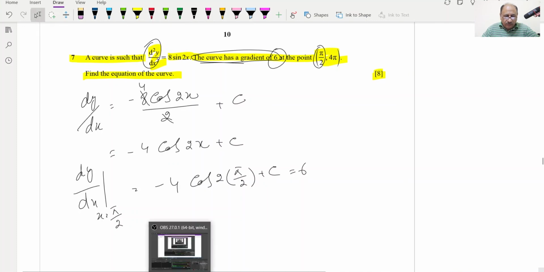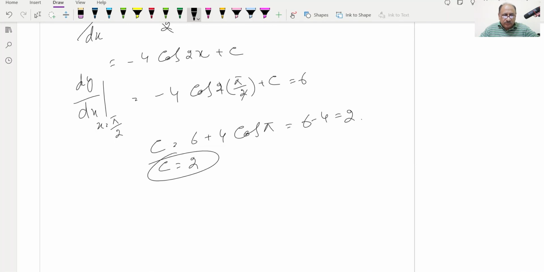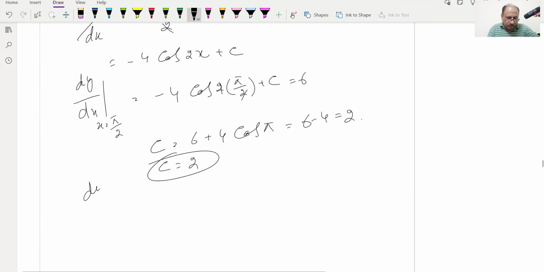And now we can find the value of c. To find the value of c, we can take this equation and solve, and c will be equal to 6 plus 4 cos pi, since the 2 and 2 cancel, so it will be cos pi. Cos pi is minus 1, so 6 minus 4 is equal to 2, so the c value will be equal to 2. We will replace this value in the derivative equation. So dy over dx will be equal to minus 4 cos 2x plus 2.